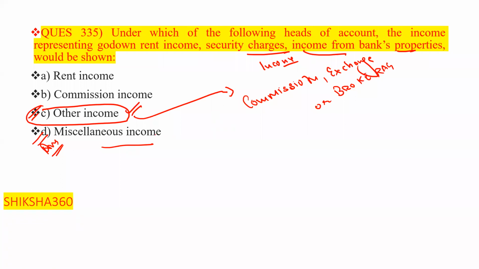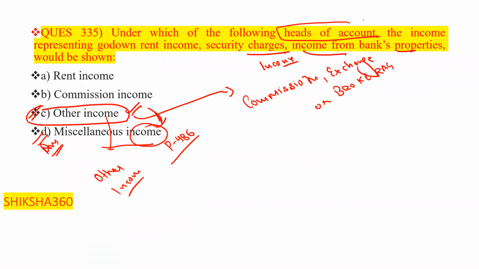So option D is also the same, and C is also okay. Under page number 486 this is present, but it is under other income also. Since they are asking which of the heads of the account, you will go with option D. It is under other income, that is one head, miscellaneous income.